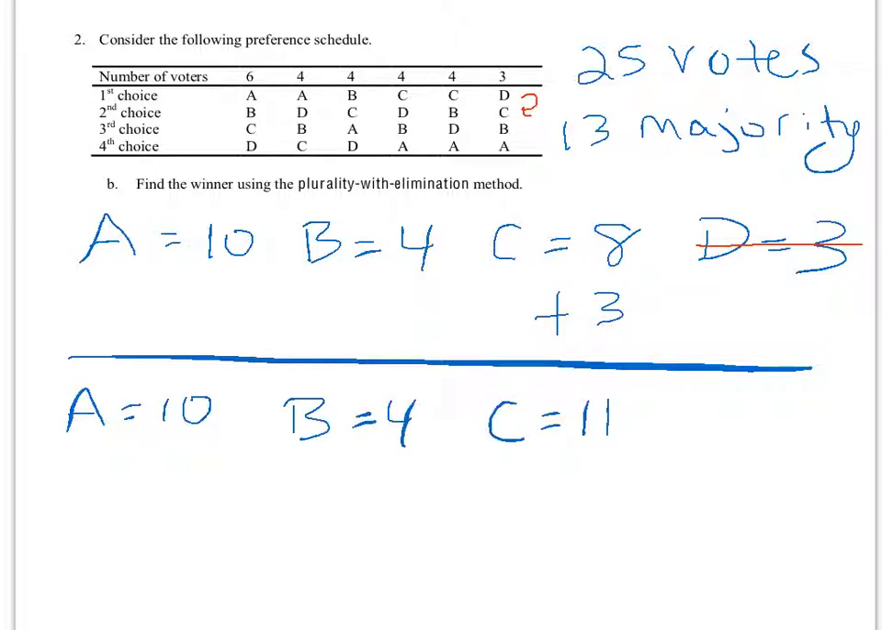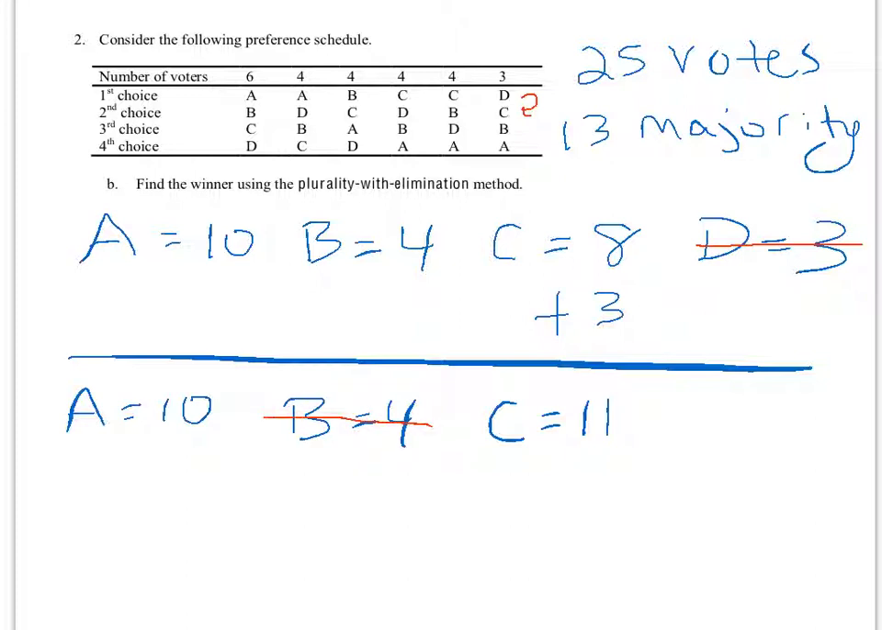And we ask ourselves, does anybody have a majority? Does anybody have 13 votes? And the answer is no. So we're going to eliminate the candidate with the fewest first place votes. So that would be candidate B.